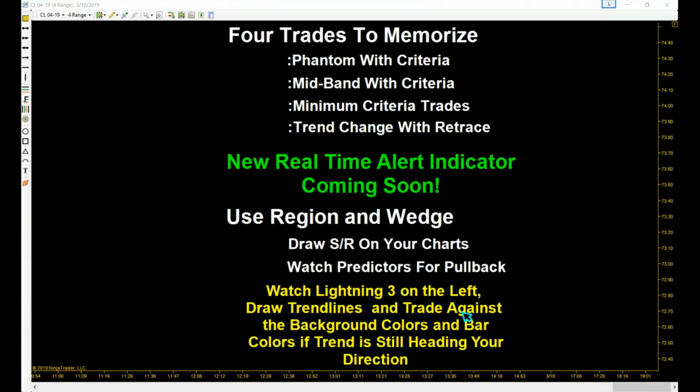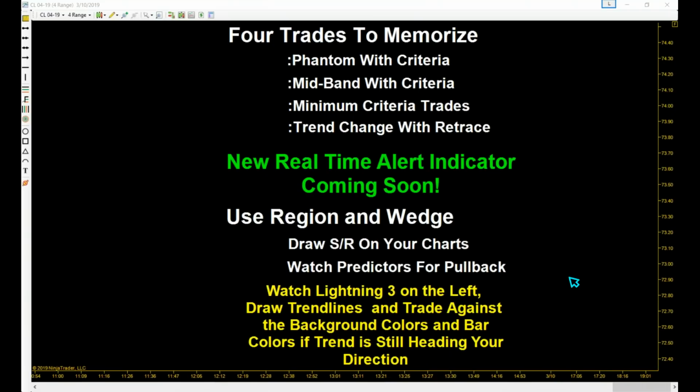Draw your trend lines and trade against the background colors and bar colors if your trend is still heading your direction. That's extremely important. Because what they're doing nowadays, and they do it a lot more than they used to, is they come a little bit deeper. And to change colors on a chart, it takes a while to get the colors to change back. Because it's obviously looking like it could be a trend change, but we know it's not in a lot of cases, and I'm going to show those tonight.